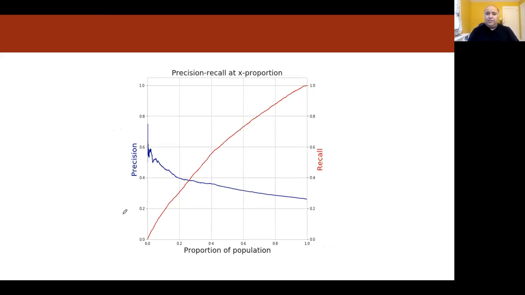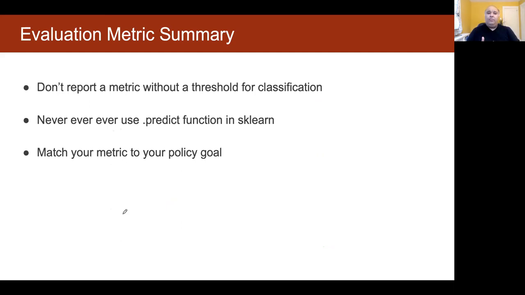The main things to take away here are: don't report a metric without a threshold, because it doesn't mean anything. If you tell us the precision of my model is 60%, that doesn't mean anything, because you can adjust the threshold to make it 60%. So you have to say, my threshold is 0.6, or my threshold is 10% of the population, and my precision is 60% on that. My recall is 20%. My accuracy is 54%. So that's something to keep in mind.